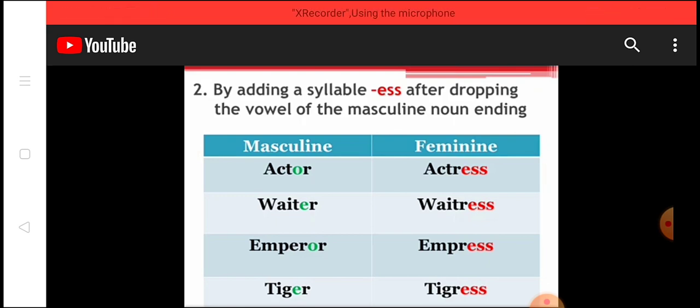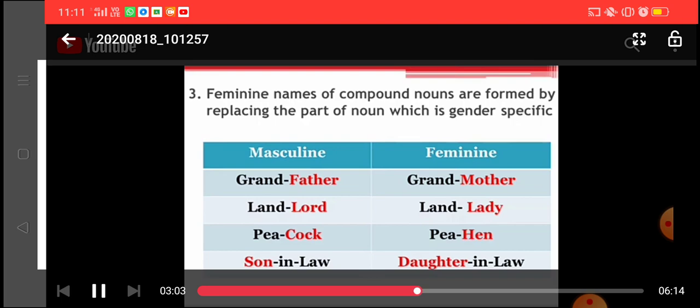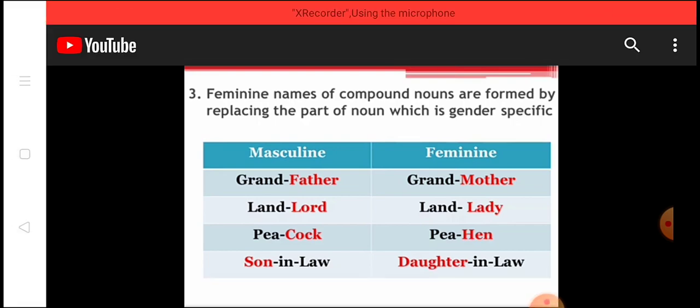Now let us move to the third rule, rule number 3. Feminine names of compound nouns are formed by replacing the part of the noun which is gender specific. So from the masculine gender, a part is replaced to change it to feminine. For example, grandfather: the "father" is taken and "mother" is included, so grandmother. Landlord, landlady. Peacock, peahen. Son-in-law, daughter-in-law.